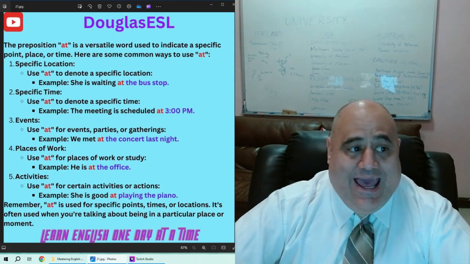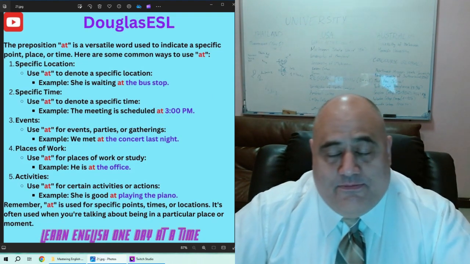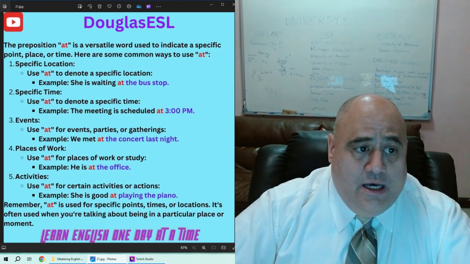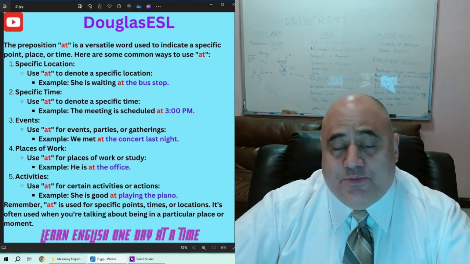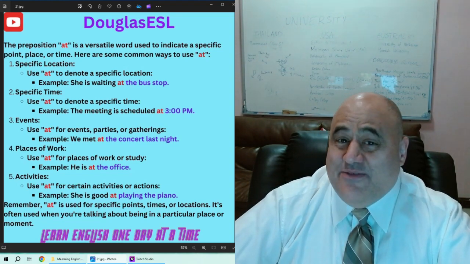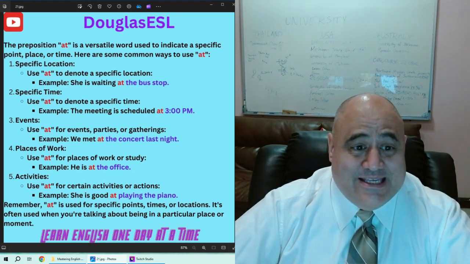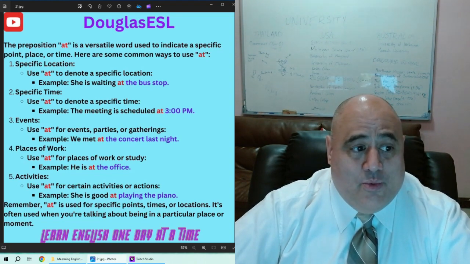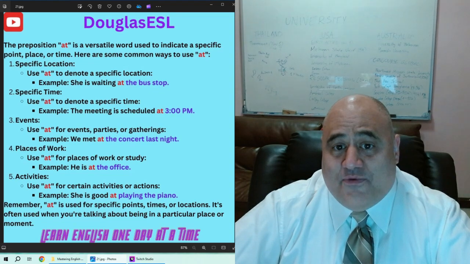Okay, let's look at at. At is a preposition that's versatile. A word used to indicate a specific point, specific place, or specific time. Here are some common ways to use at. So let's look at the first one.